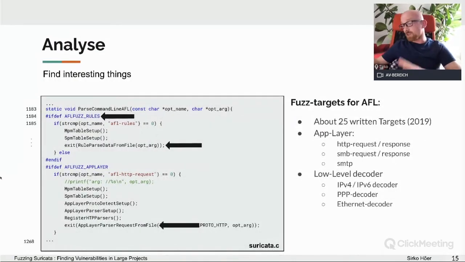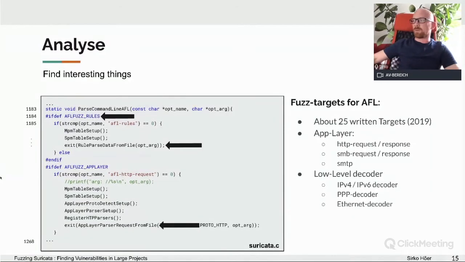Let's take a partial look at suricata.c. It's over 3,000 lines of code, or maybe more. I don't remember how many lines that was. And nearly in the middle, there are some defines for AFL fuzzing. I know that, and I look at how they created their fuzz tests, and there were about 24 or 25 written targets at that time. Nowadays, there are 39 targets, and they cover some parsers like HTTP, SMB or SMTP.